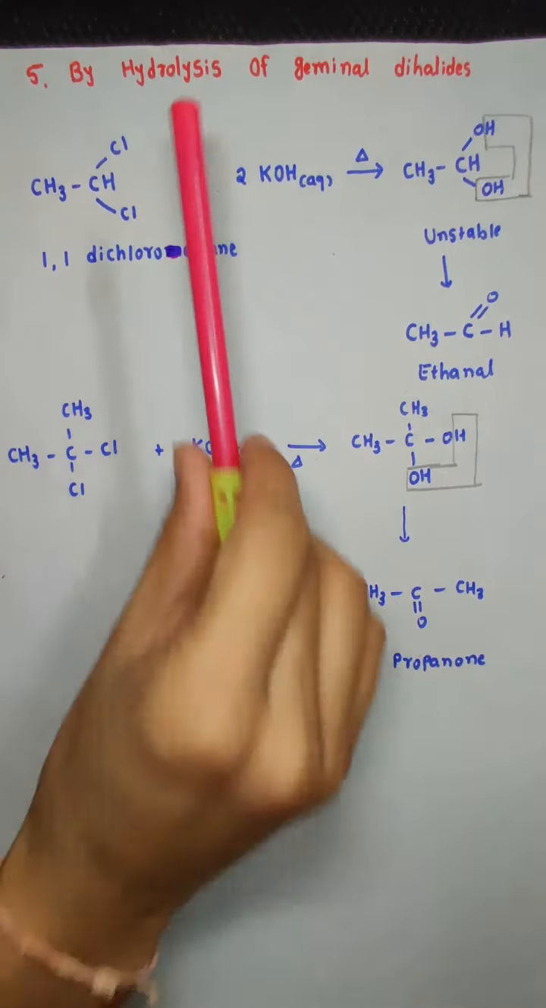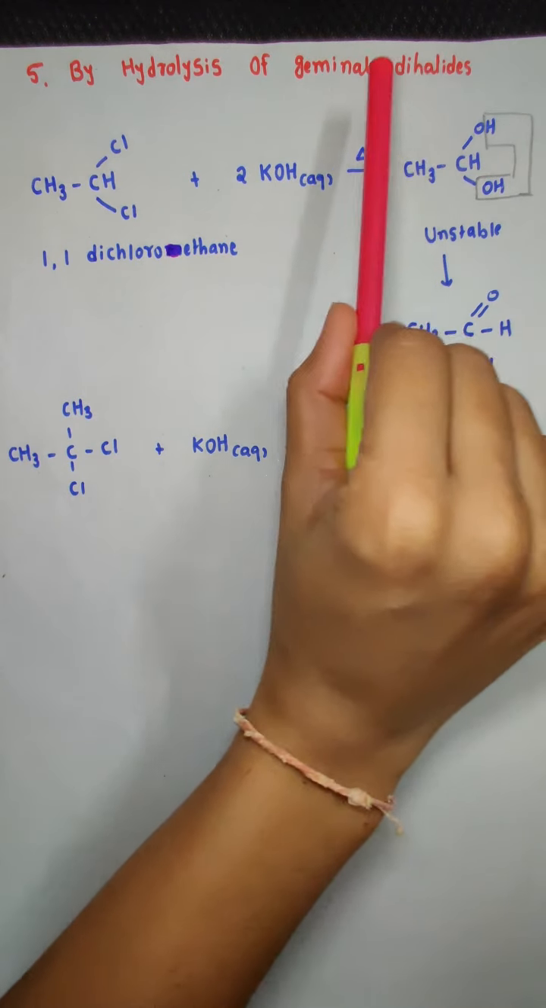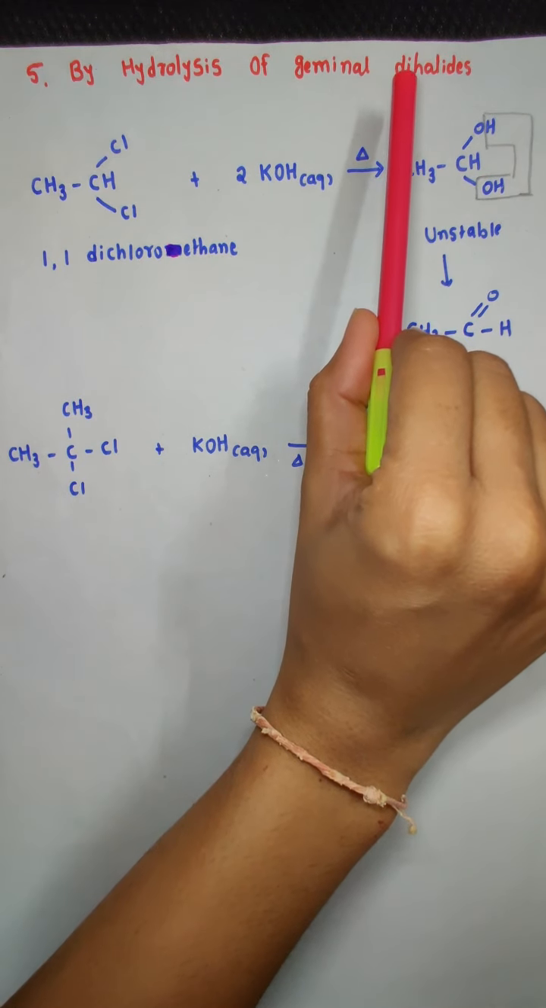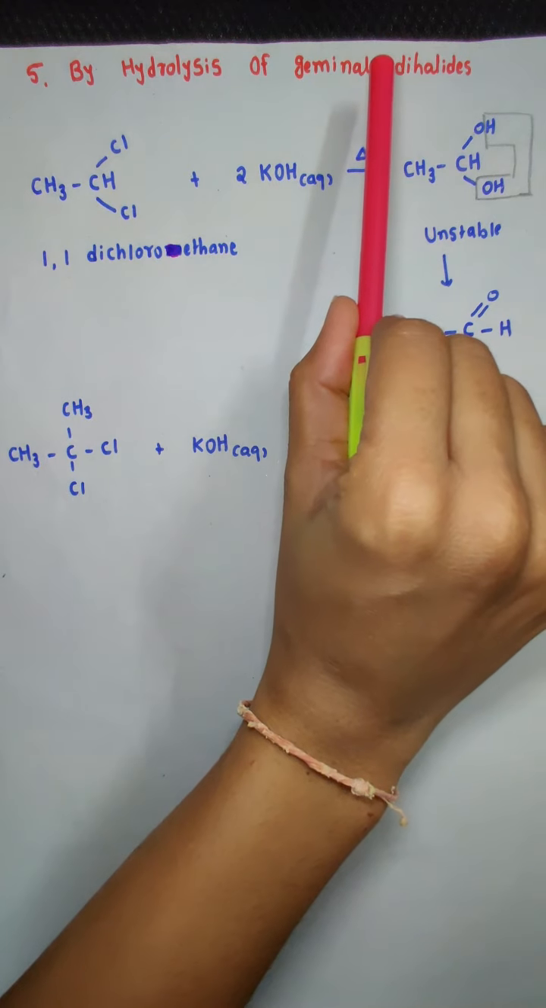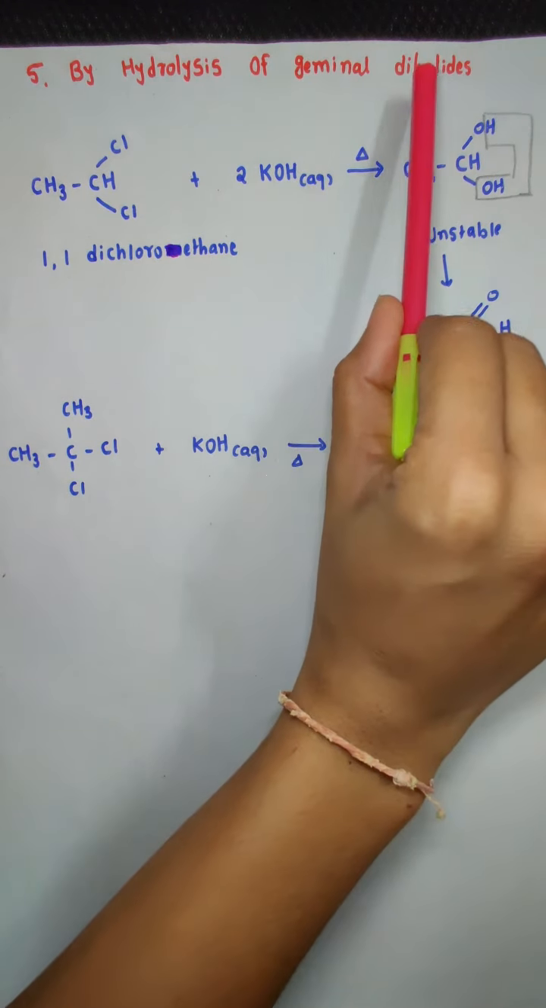So let us learn the fifth common preparation method, which is by hydrolysis of geminal dihalides. So what are geminal dihalides? When two halogen atoms are present on the same carbon atom, then these types of halides are known as geminal dihalides.